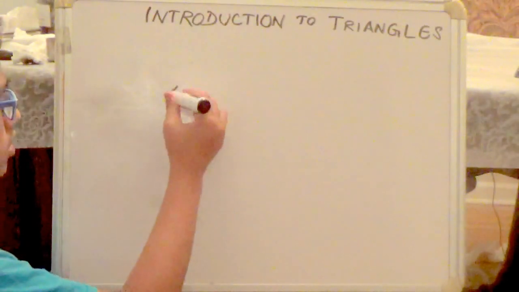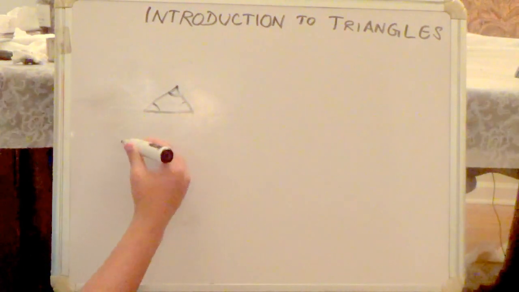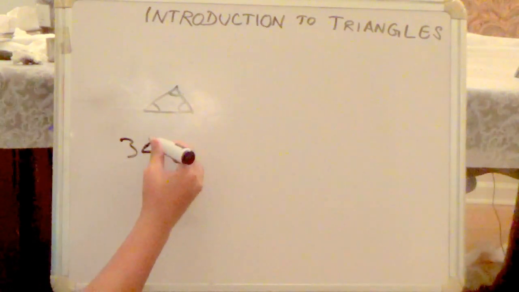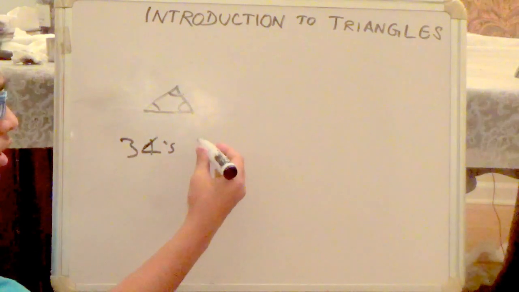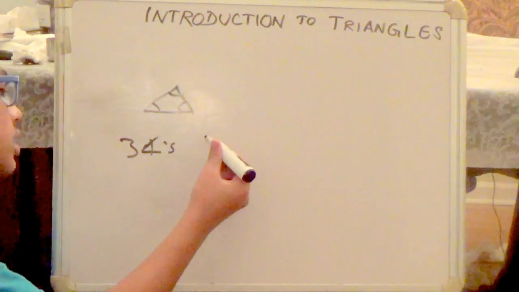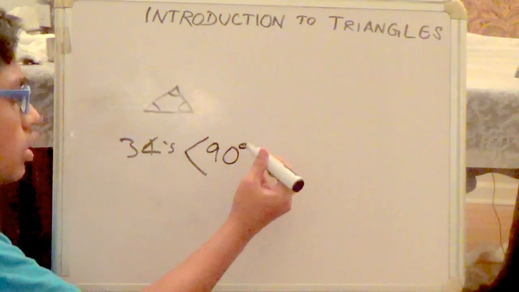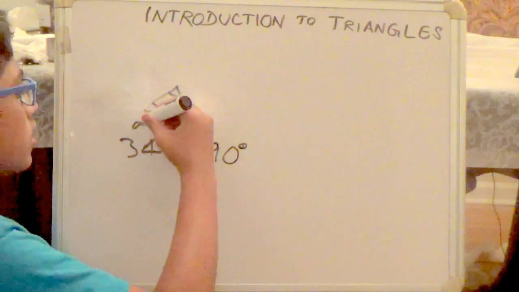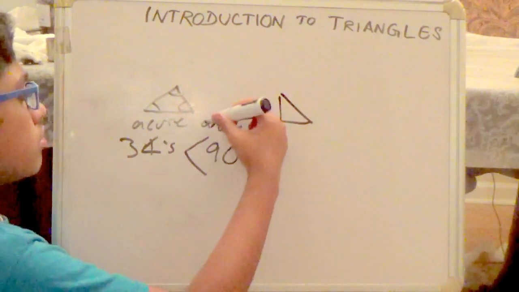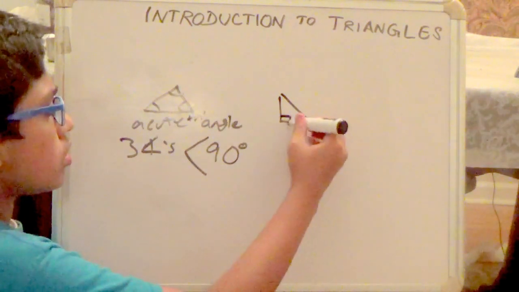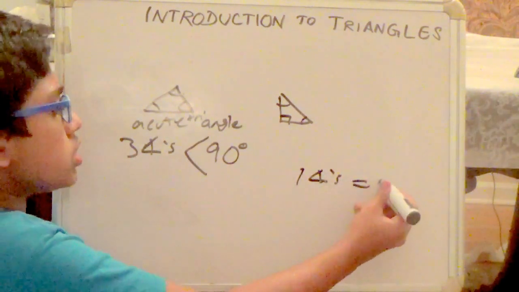the acute triangle. Now, the acute triangle is slightly different, in which all three of the angles have to be greater than 0, but less than 90. Usually, it can't be less than 0 ever, so let's just say less than 90 degrees. All three angles have to be less than 90 degrees for an acute triangle. For a right triangle, one of the angles has to be 90 degrees. One angle equals 90 degrees.